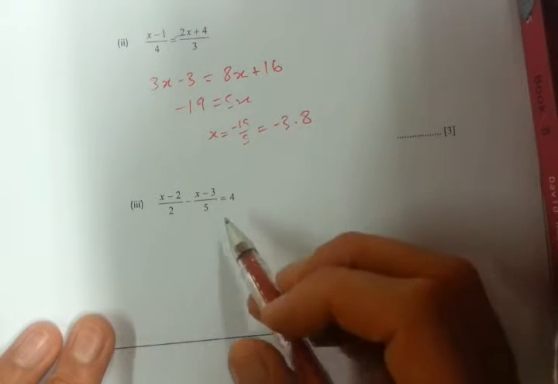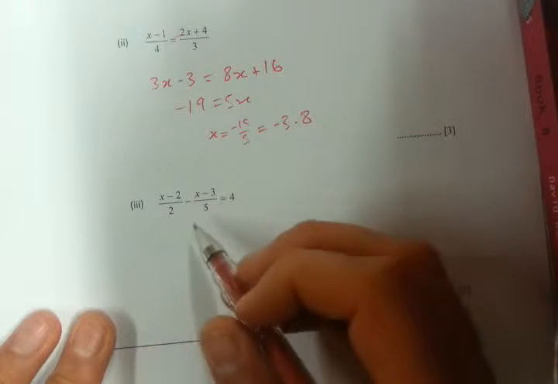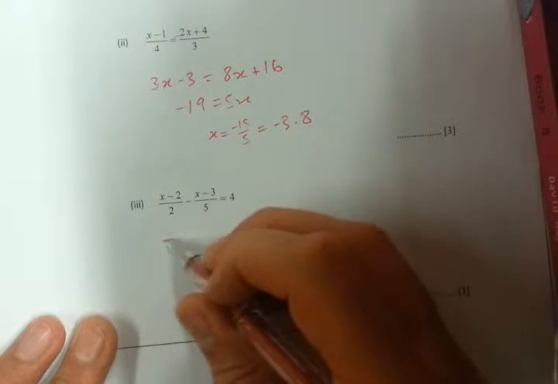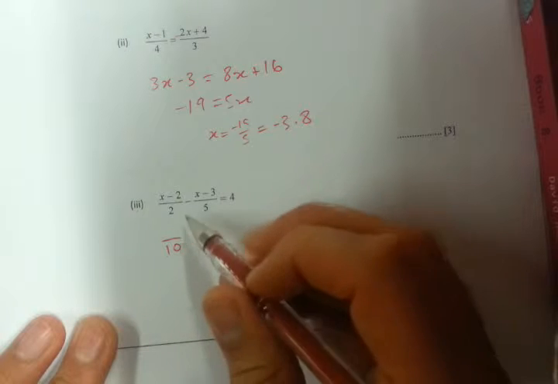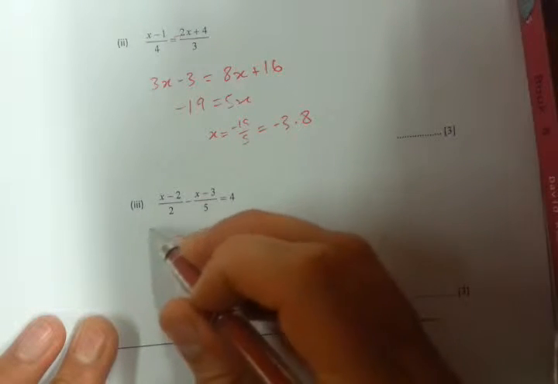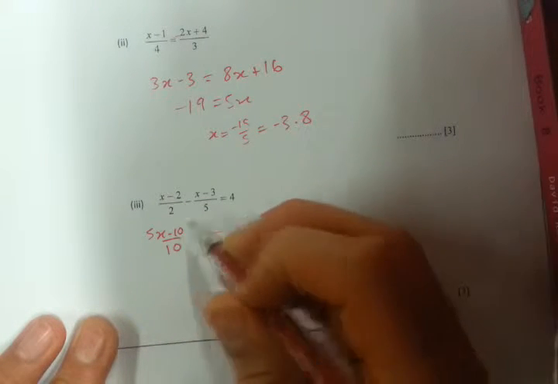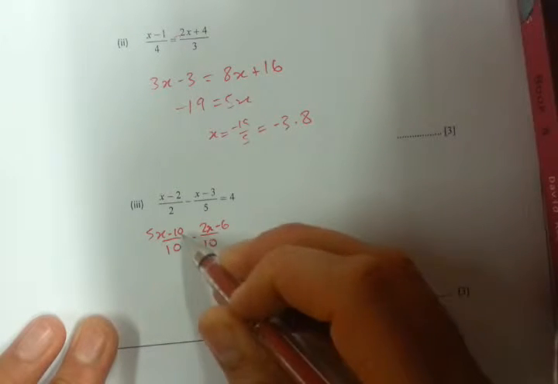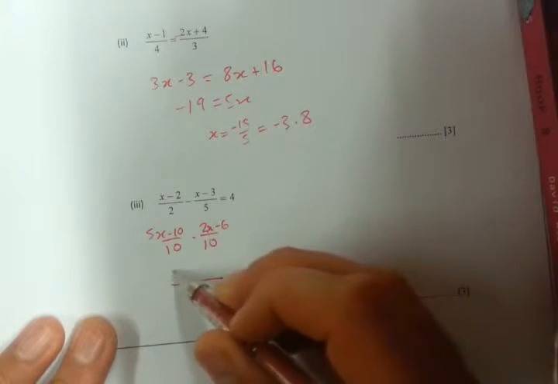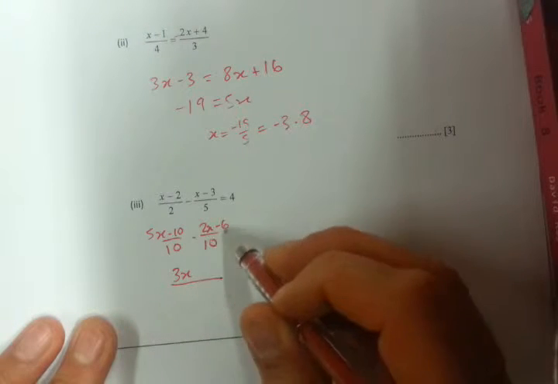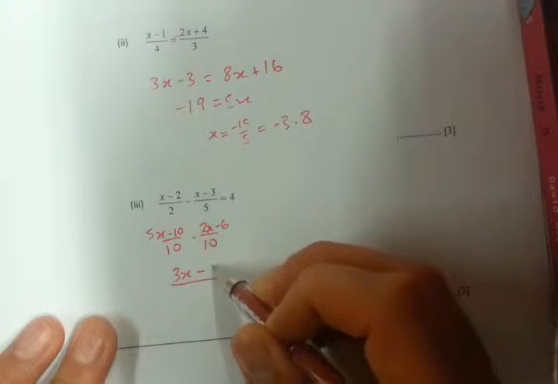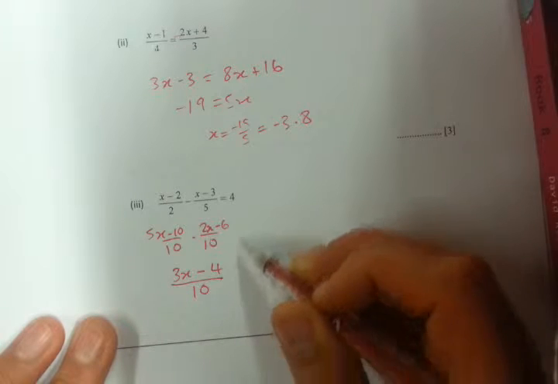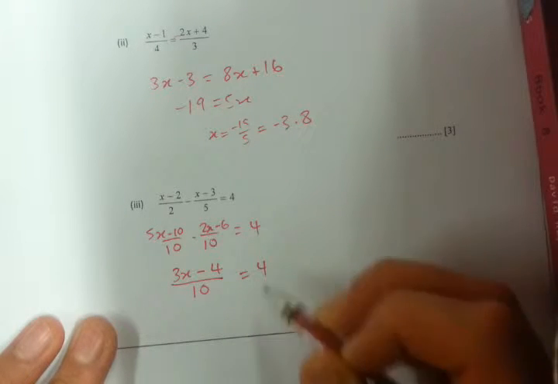And here, this is a bit complicated. We need to put the, well, there's different ways of doing this, but I would put the fractions together. So put that over 10, put that over 10, so we multiply that top and bottom by 5. Multiply that top and bottom by 2. And then because it's a minus, we're going to have 5x minus 2x, which is 3x, and minus 10 minus minus 6, which is minus 10 plus 6, so minus 4. This is all equal to 4 still.